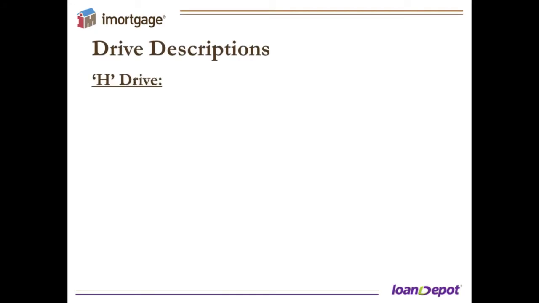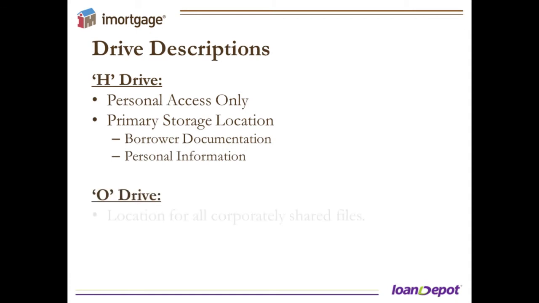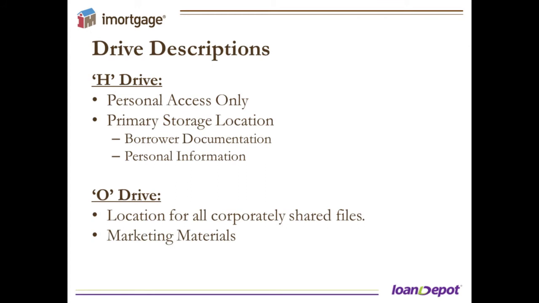The H drive is your personal storage drive and it is where you will store borrower documentation or personal information. The O drive is another drive that's on the virtual desktop. That would be your corporate shared drive, and this is where you would access items like marketing flyers that are iMortgage branded. Let's go ahead and jump back to the virtual desktop and show you where both of these are located.